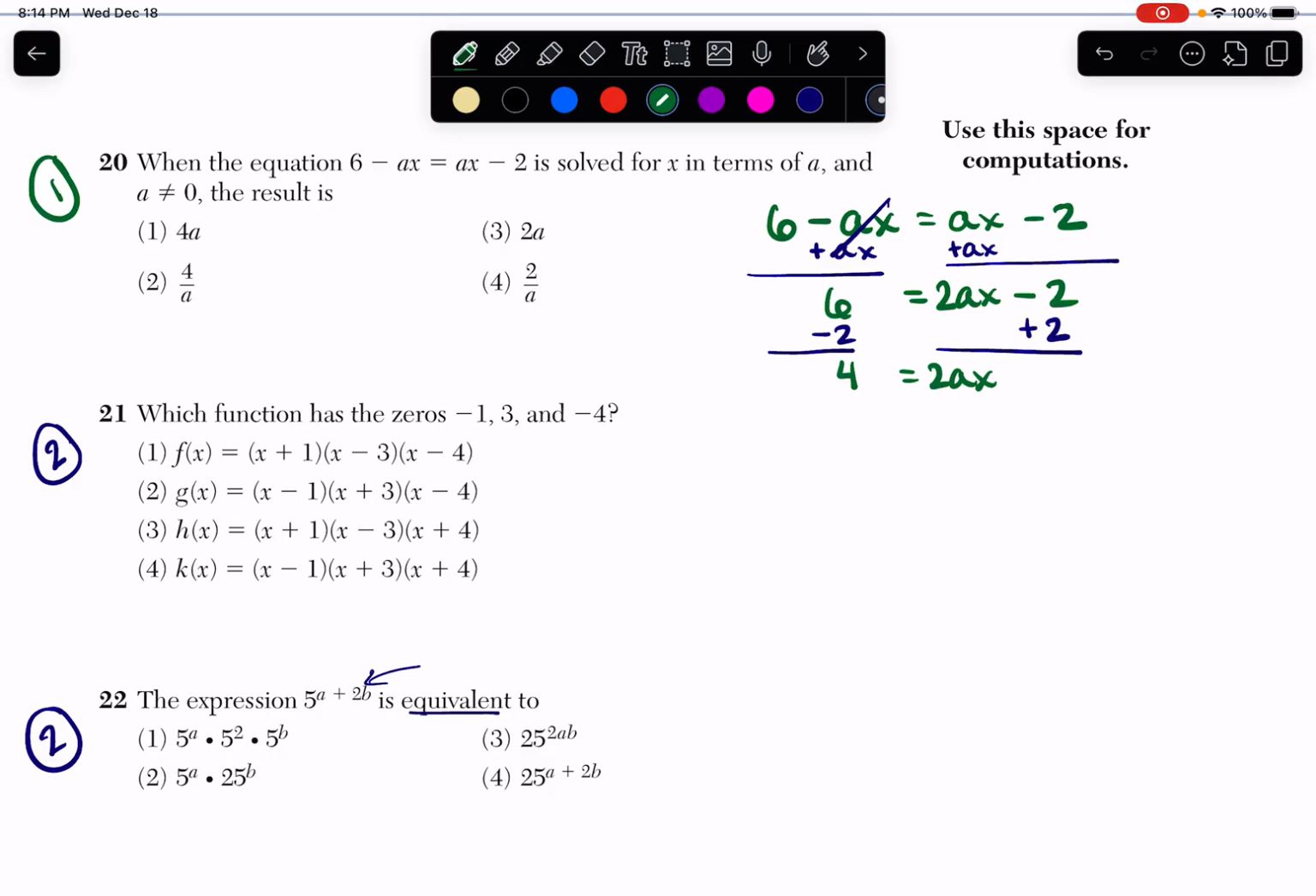And now I want my x alone. I want to solve for x. So I'm going to divide out everything that is in front of it. When I divide that out, what I end up with is 4 divided by 2a equals x.